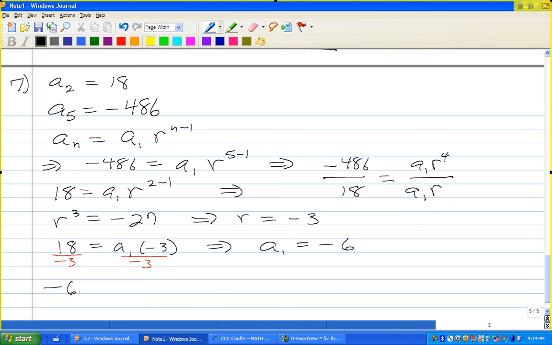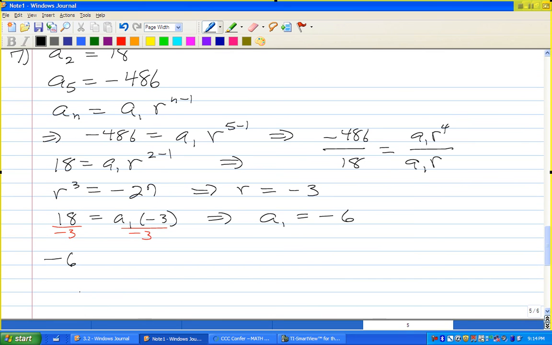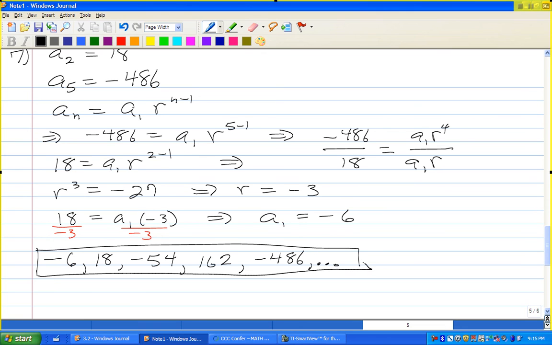So let me write out the first 5 terms of this sequence for problem 7. Negative 6 times negative 3, 18, times negative 3, negative 54, times negative 3, 162, times negative 3. So that's the first 5 terms of this sequence.